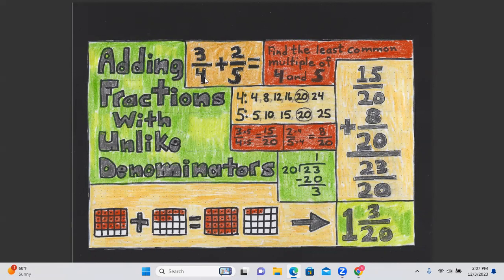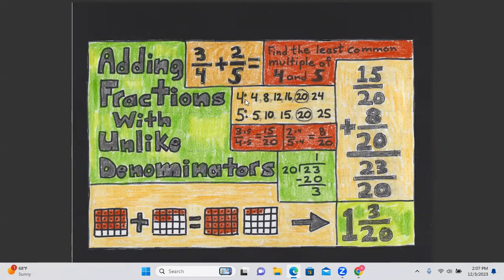As we can see, we have to make a change to the denominator. We have to make the denominators the same. And so we can do that by finding the least common multiple of 4 and 5. And we'll do that by counting by 4s in this case, and then counting by 5s in the second case.